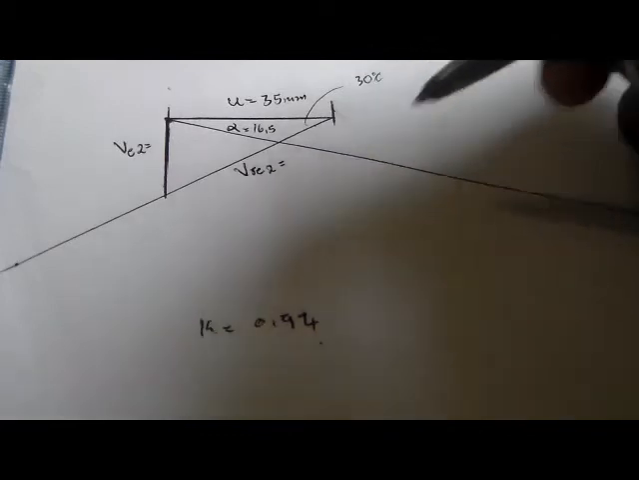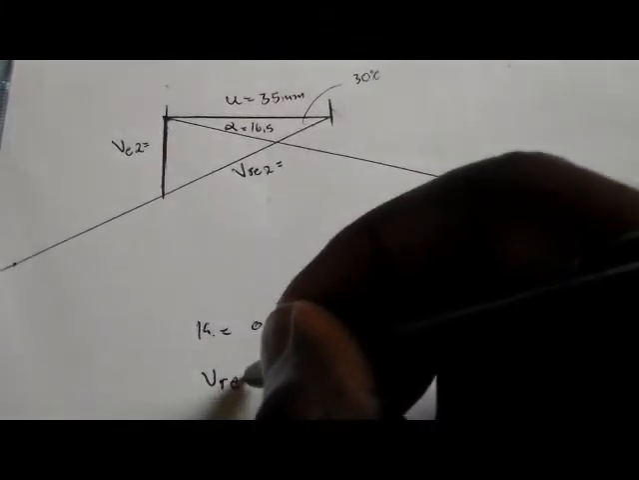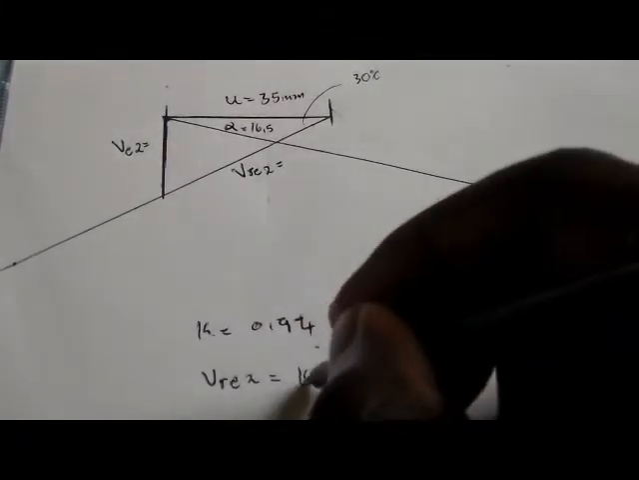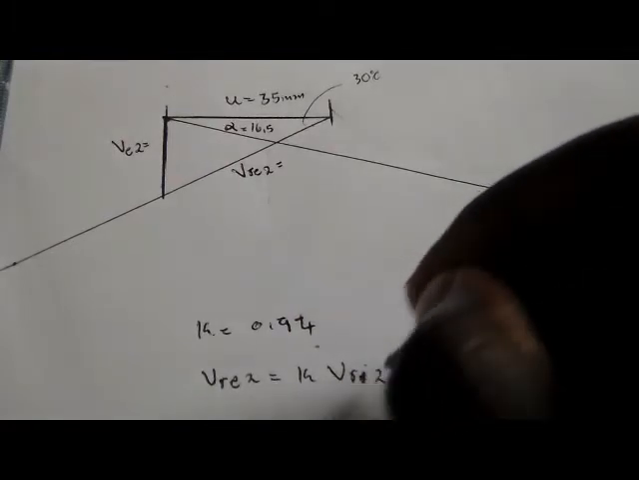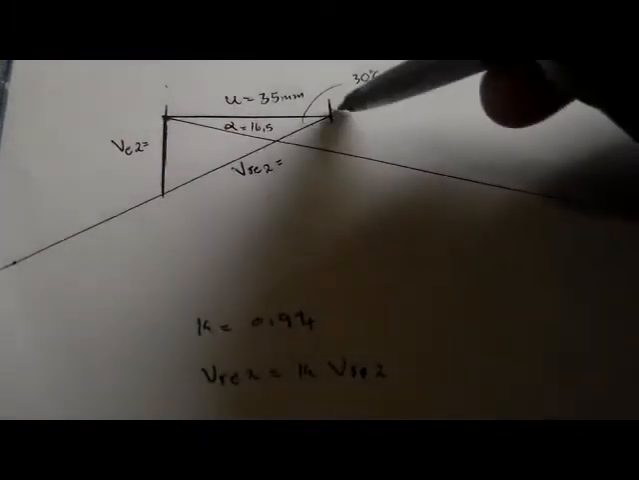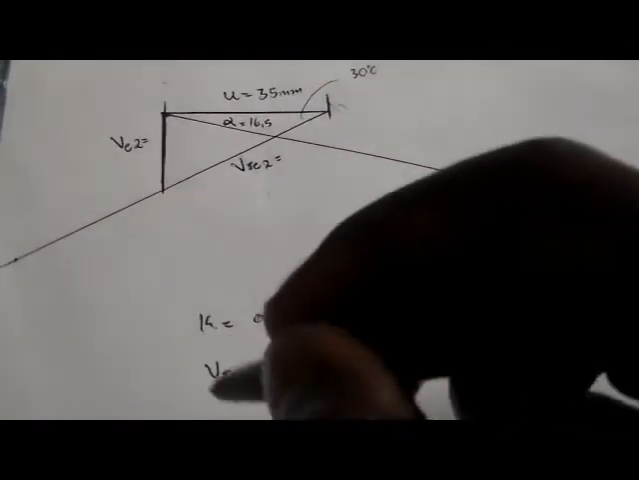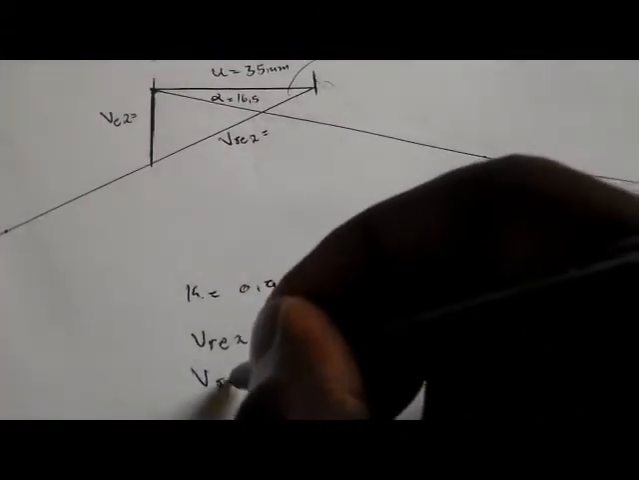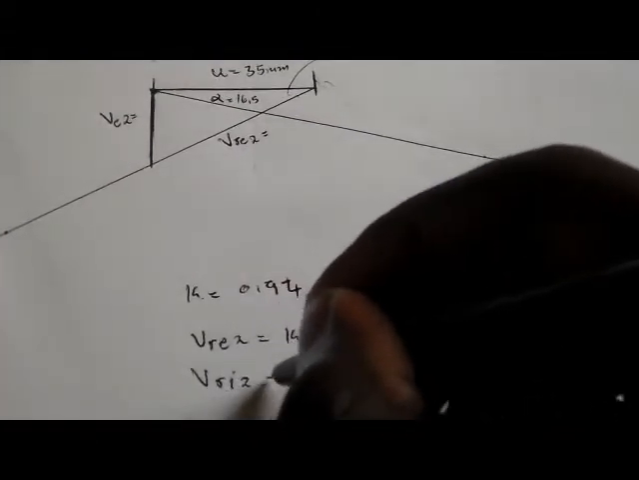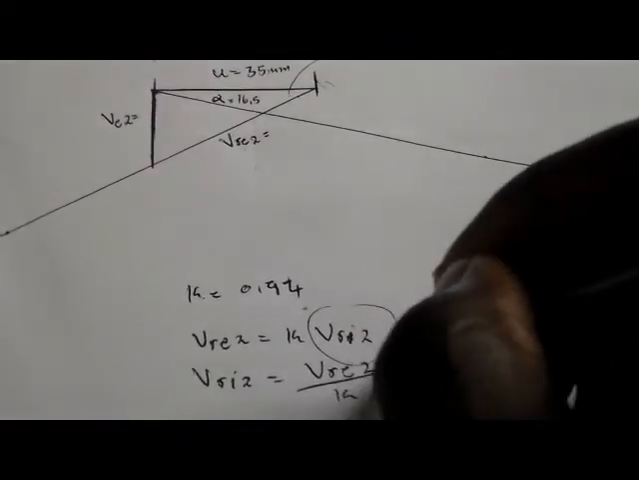the second moving plate, we said VRE2 is equal to K VRI2, which is the inlet, this side. But now we do have this one and we are looking for this now, so therefore VRI2 will be equal to VRE2 all over K.